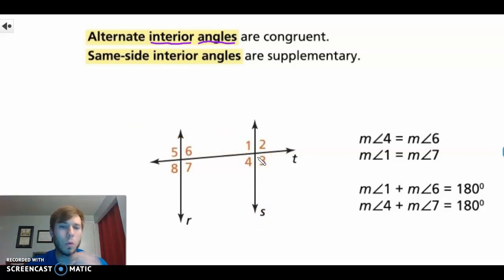Okay, well, interior angles are the angles that are inside of the two parallel lines. Okay, they're your parallel lines. Interior angles would be the angles on the inside. So angle 6, angle 1, angle 4, and angle 7. Okay, all of those are interior. They are in between the two parallel lines and then cut by the transversal.